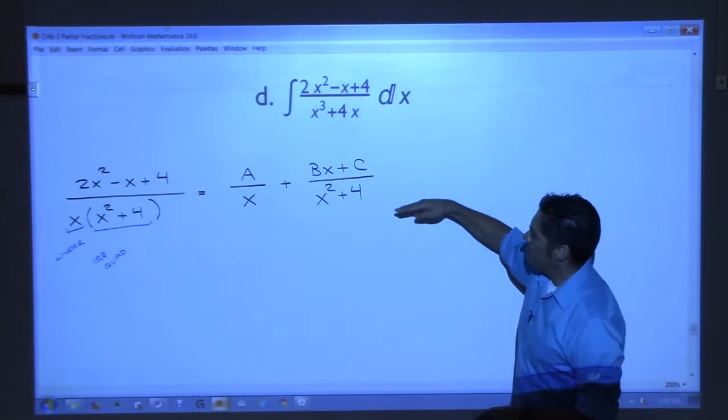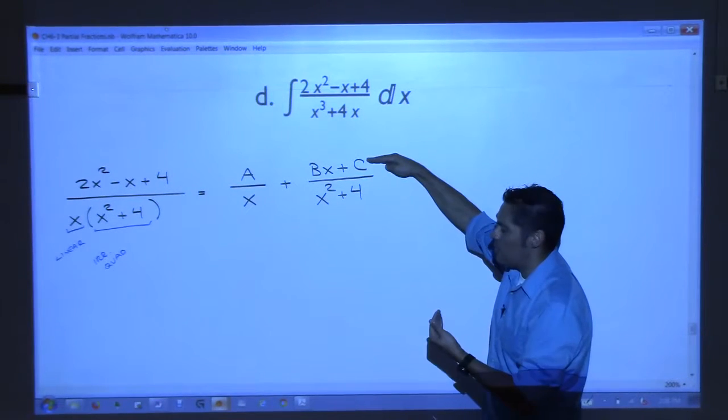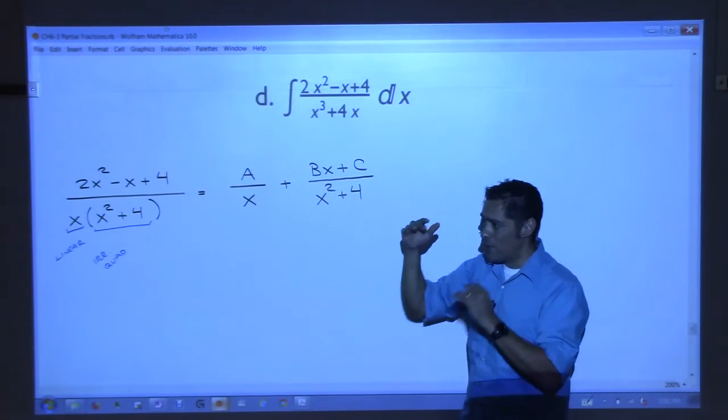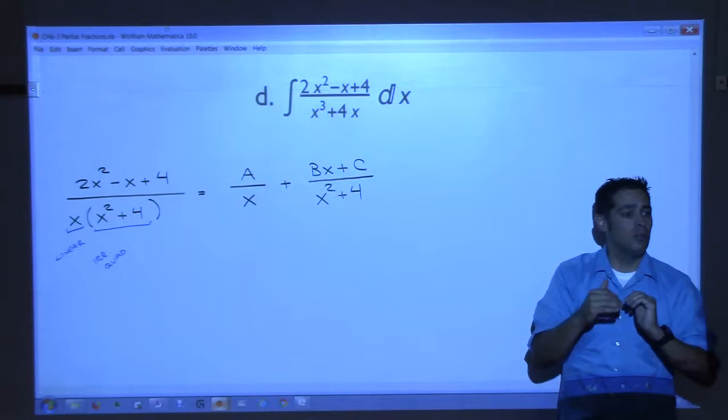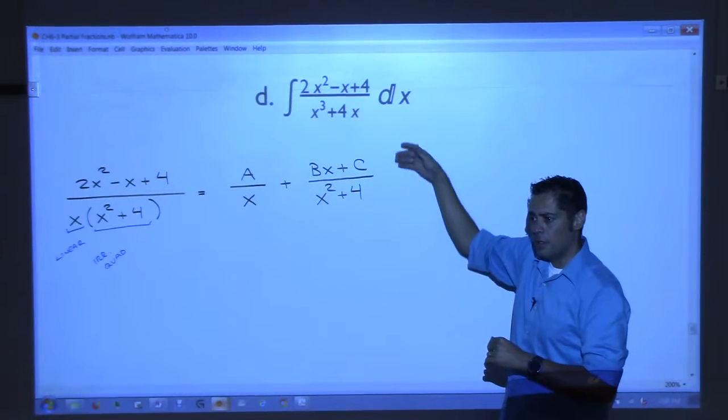You'll notice that I have an irreducible quadratic here. So what I do is I place a linear function above it because the derivative of a quadratic is linear. So what I'm trying to force to happen here is the u du, right? The u down here, the du to be up here.